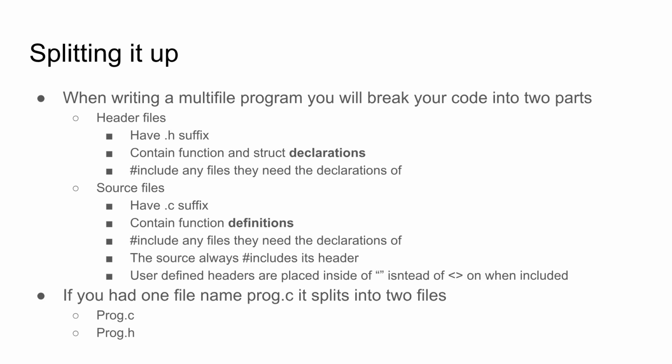So when you split up your files, you're going to split them into two kinds of files. They're going to be the header files, the .h, and your source files, the .c or .cpp when you get to C++. The header files have all the declarations in them. This includes your struct declarations as well, or your enum declarations. They're all going to go into header files. The C files have the definitions of the code, actually what code should be run. And when you have your user-defined files and you want to include them, you put them inside quotation marks instead of the triangular brackets to include them.